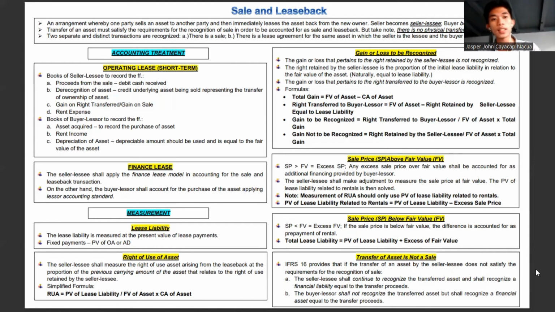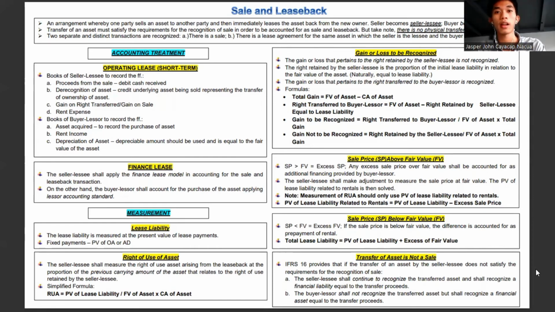For finance lease, the seller-lessee shall apply the finance lease model, while the buyer-lessor shall account for the purchase of the asset applying the lessor accounting standard. For the finance lease, we have the measurement of lease liability. The lease liability is measured at the present value of lease payments. For the right-of-use asset, the seller-lessee shall measure the right-of-use asset arising from the leaseback at the proportion of the previous carrying amount of the asset that relates to the right of use retained by the seller-lessee, in which RUA is equal to the PV of lease liability divided by the fair value of the asset times the carrying amount of the asset.